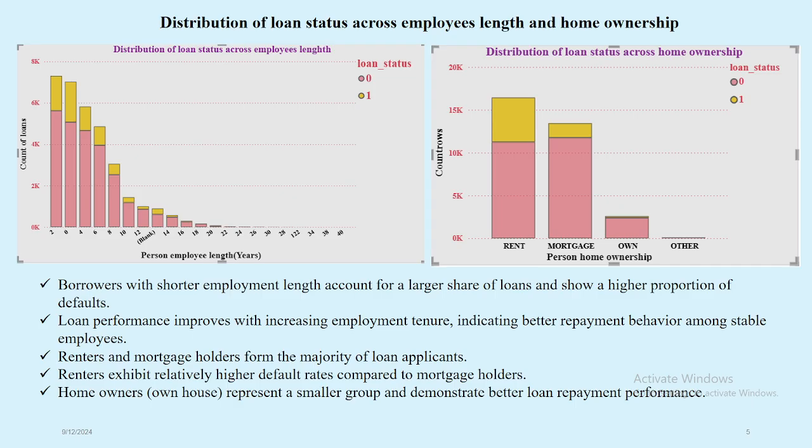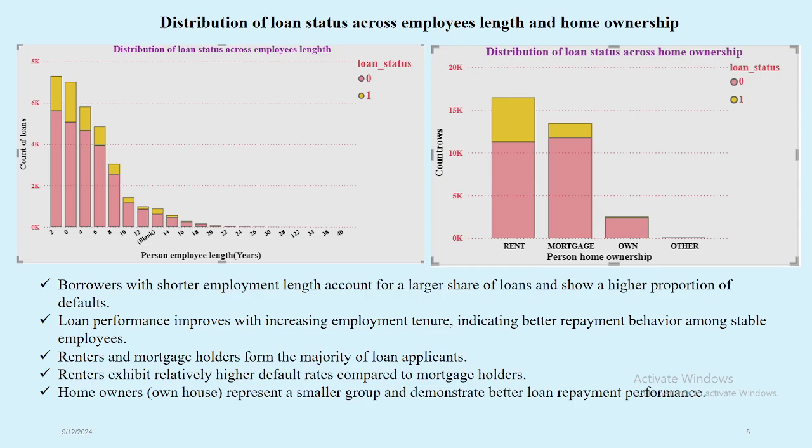And also we could see the distribution of loan status across home ownership, like rent, mortgage and own. Okay, individuals with rent and mortgage have a higher number of loan applications compared to those who own a house. And the defaulters are also more in the case of rent and mortgage compared to own.